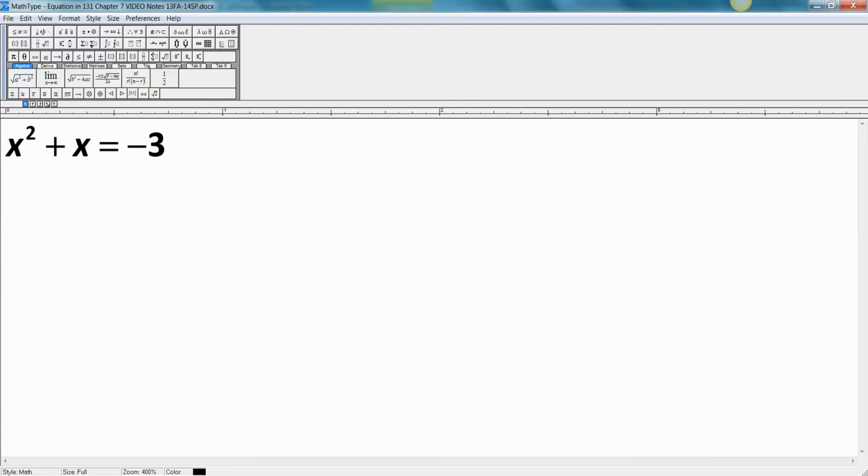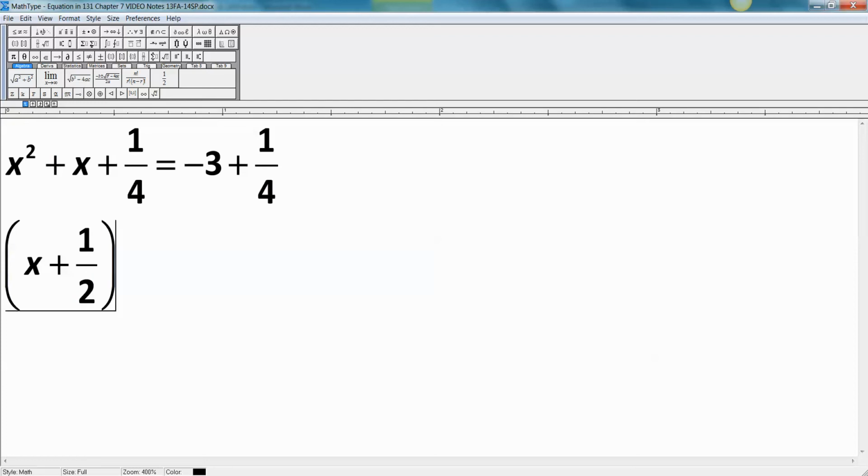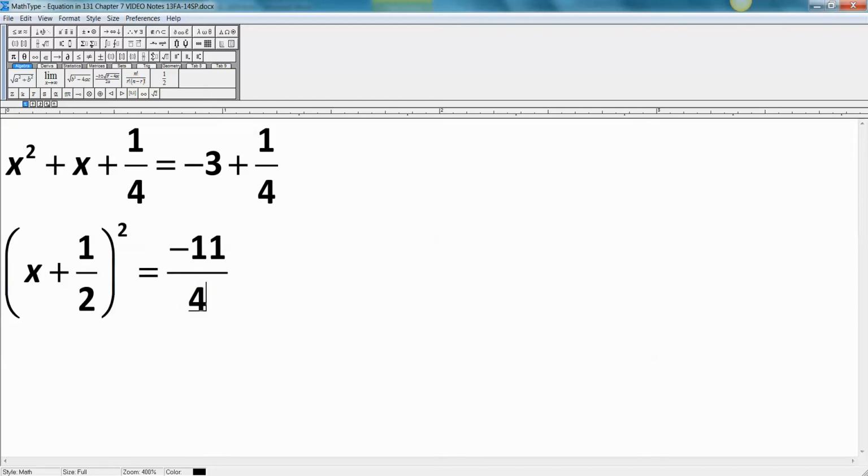So we're going to take x squared plus x plus, and then we're going to add in 1/4 over here and then 1/4 over here. On the left-hand side, that'll be x plus 1/2 squared equals, and then this will be negative 11/4 over here.